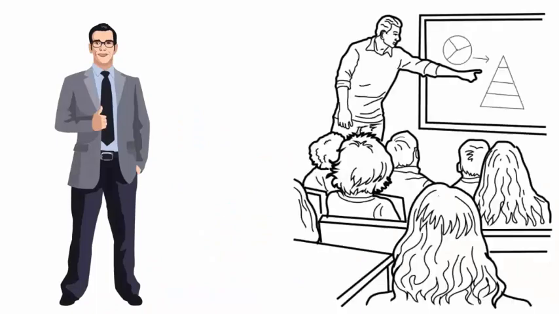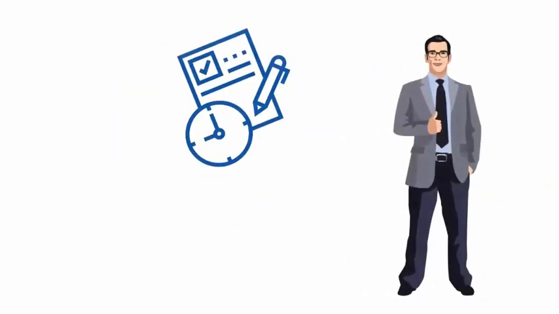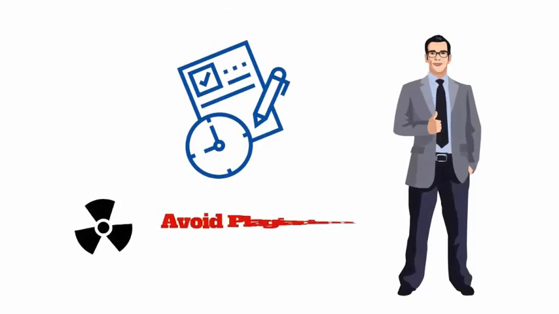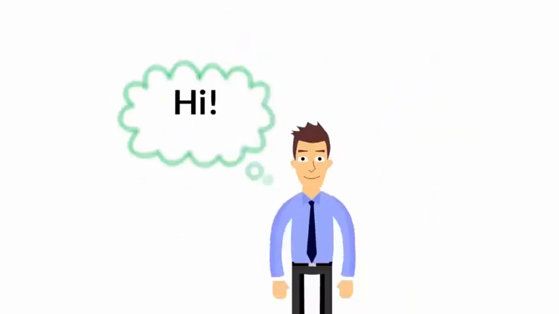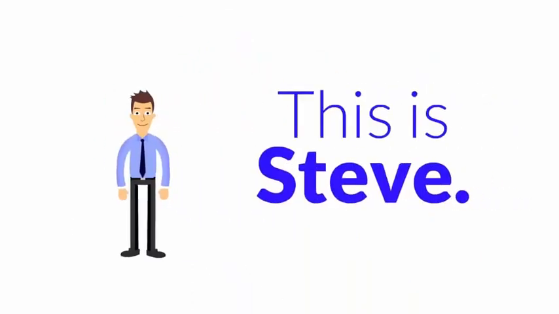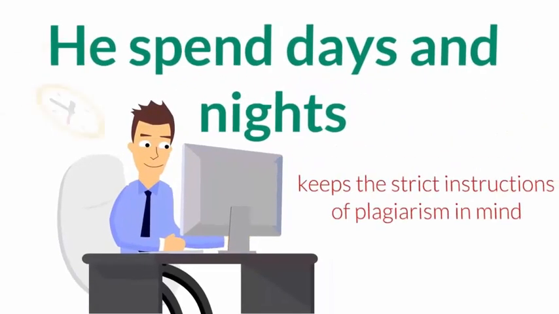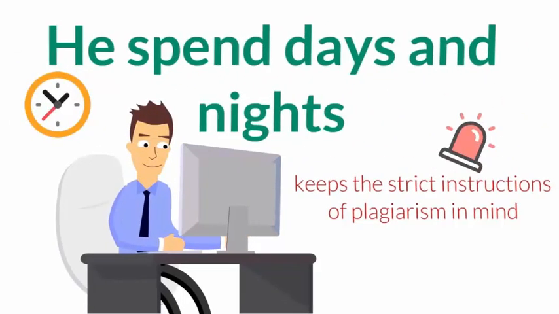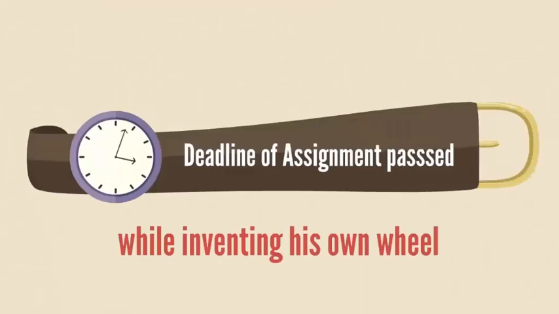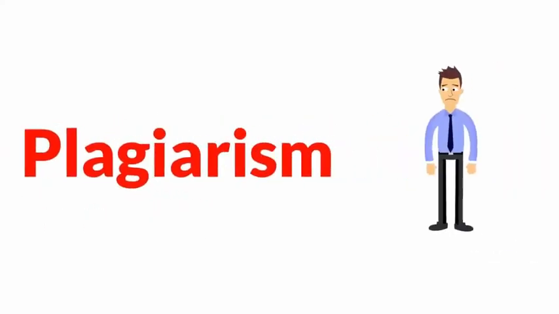Mr. Brown teaches a course on organizational behavior. He gave the students an assignment with strict instructions to avoid plagiarism. Meet Steve. He is a student in Mr. Brown's class. He spent a lot of time on the assignment trying not to plagiarize. He even missed the deadline for the submission of the assignment while creating it from scratch. That's because he misinterpreted the meaning of plagiarism.